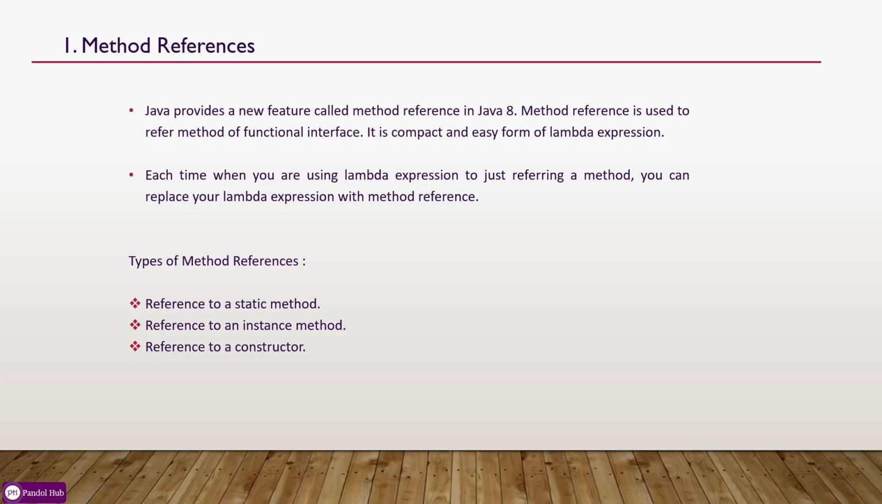The types of method references are: reference to a static method, reference to an instance method, and reference to a constructor. For a static method, everyone knows we invoke it using a class name or interface name directly, without using an object. An instance method is one where we use objects for calling those methods, and a constructor is what gets called whenever we create a new object of a class.